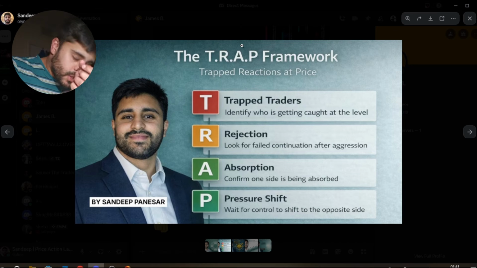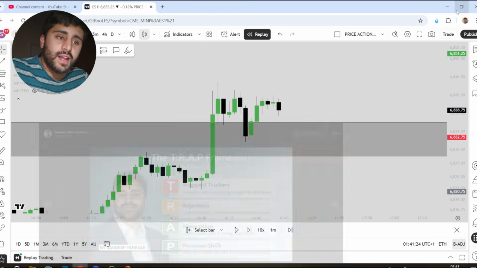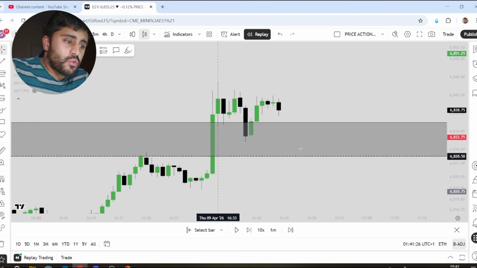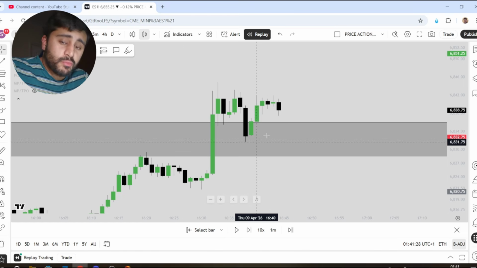So TRAP, a short way to remember it, is trapped reactions at price. Or the longer acronym I've created for now is T stands for trapped traders, or traders being rejected and absorbed, and we see a pressure shift. So traders getting rejected and absorbed to get a pressure shift. That's what the TRAP framework stands for. Now, how do we know who is being trapped in this level? So this is the proof of the market, right?